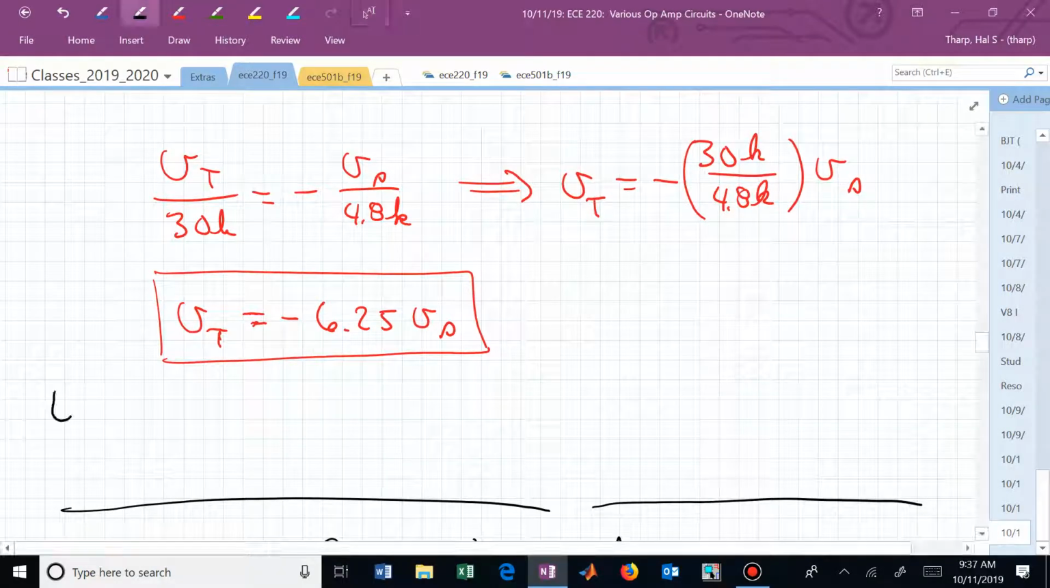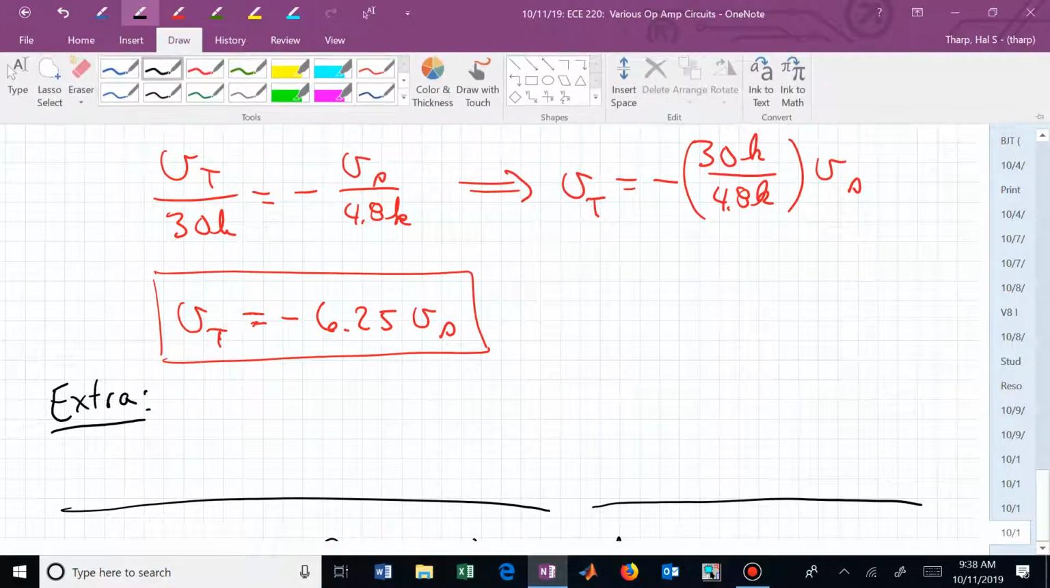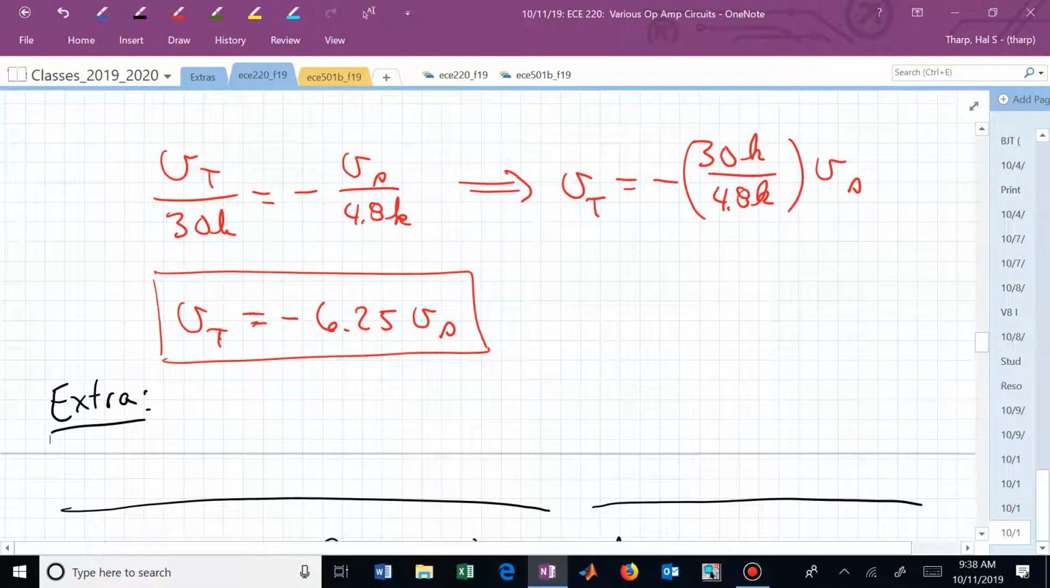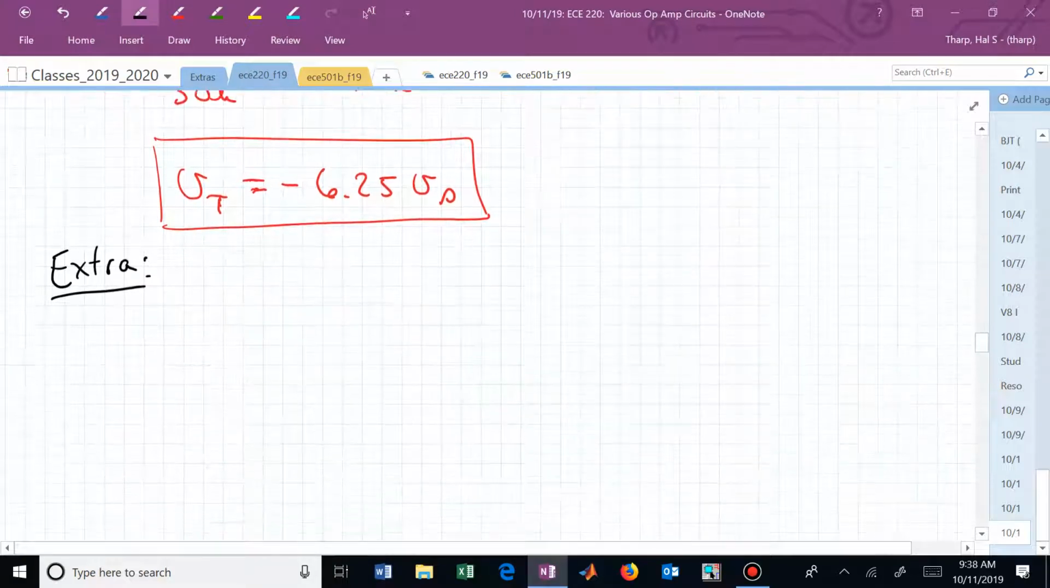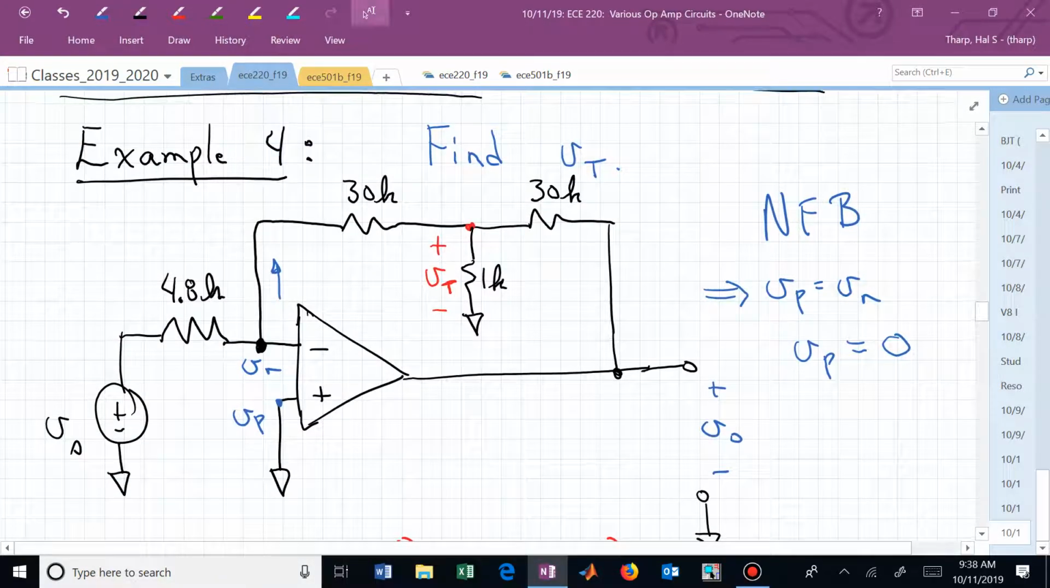But sometimes we want to do a little extra. Let's do a little extra in this case, and let's just keep going. Let's see if we can find a relationship between V sub s and V sub o. Can we? Why don't we just write another KCL equation at the output? Or I'm sorry, at V sub t. V sub t is sort of this intermediate node. Let's now write KCL there.